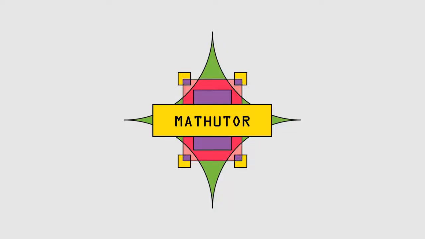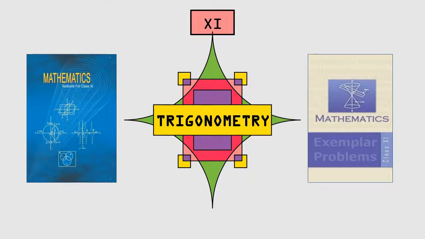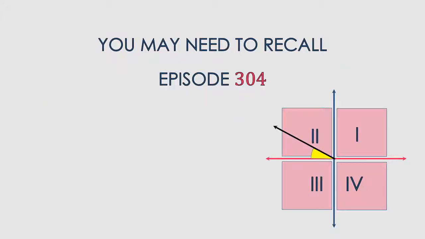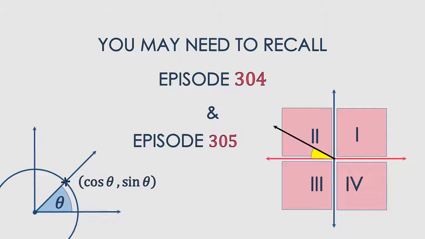If you have not watched episode 305, you can click on the link above. This is episode 306. Trigonometry extended to any angles. You may need to recall episode 304, quadrant and base angle, and episode 305, redefining trigonometry.